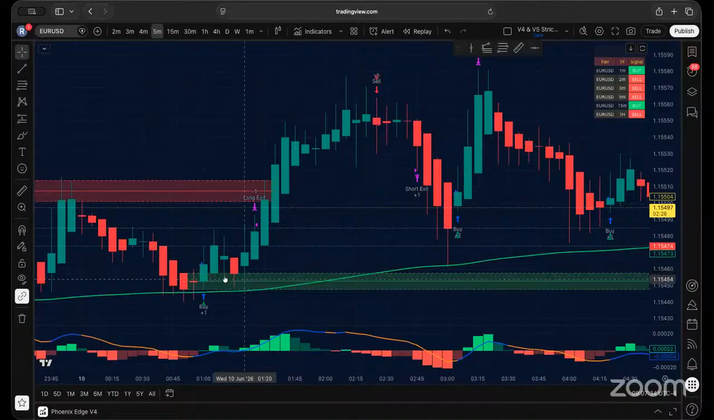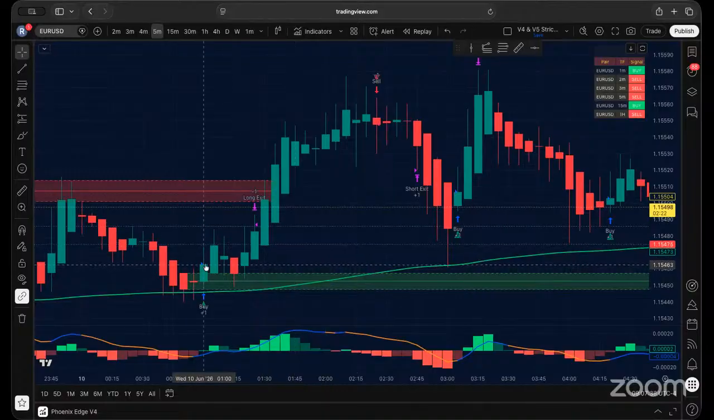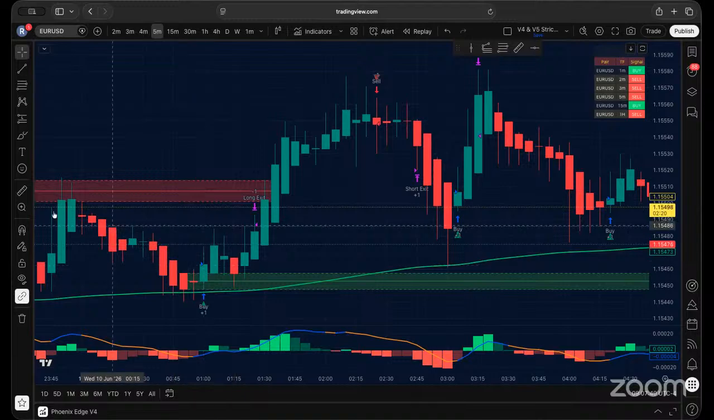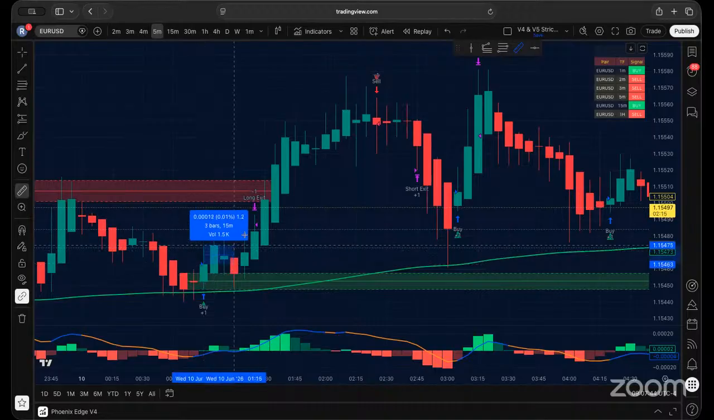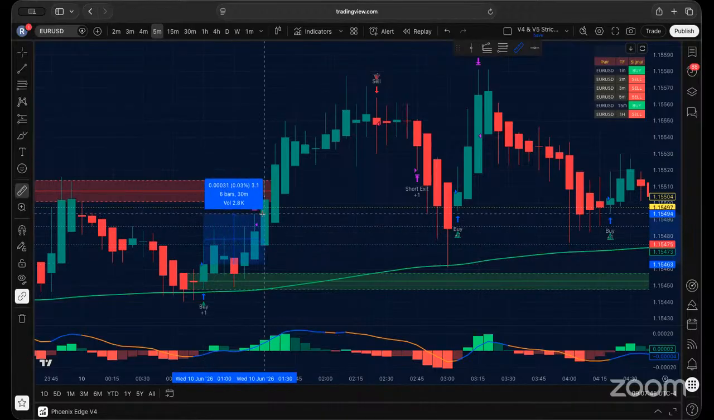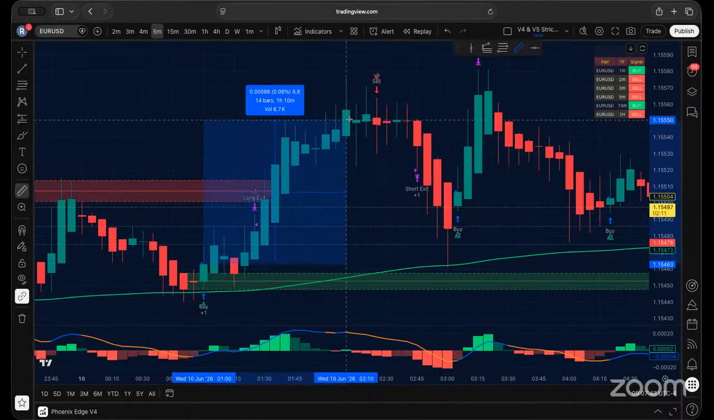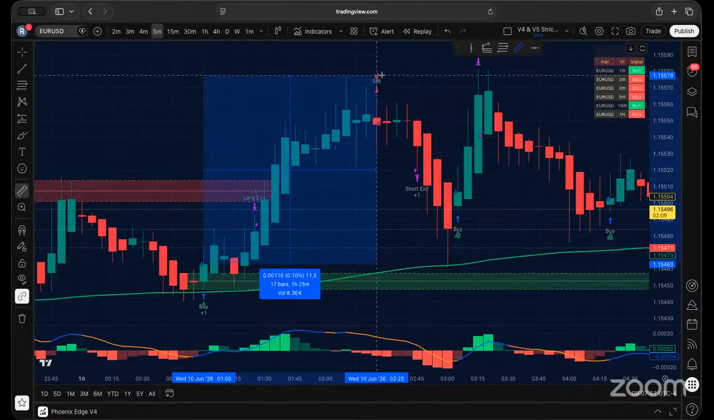And I hope you can see this. Yeah, so you see this little blue arrow right here. This is technically where the candle closed. So let me put my measuring tool here. You would have entered on this candle, and take profit 1 got you 3 pips. If you held it, it got you 11 pips.